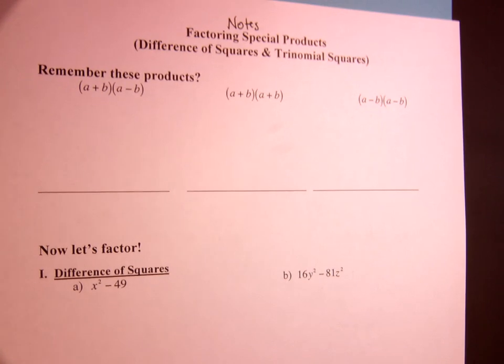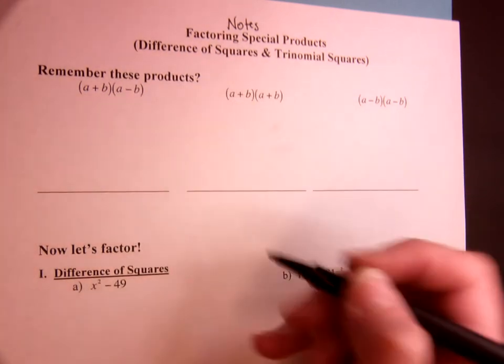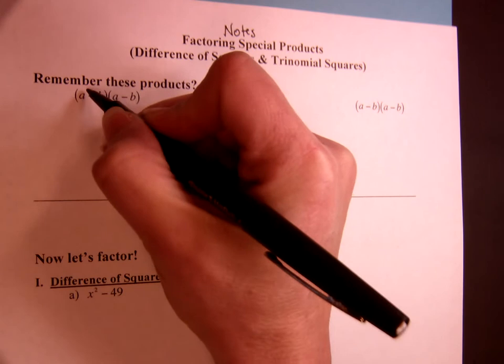So here we go. We are factoring special products, and the one that we're going to focus on is the first one, this (a plus b)(a minus b). So let's remember how to do that. If you've got two binomials, what do you do to get the answer? Multiply. You multiply them by being fair.